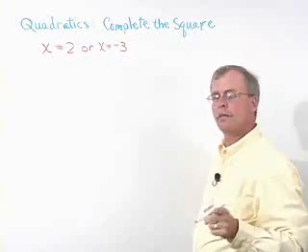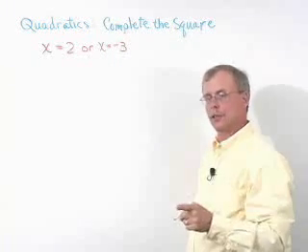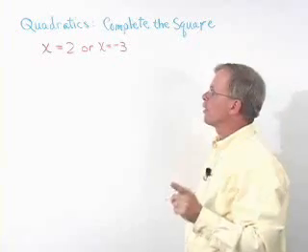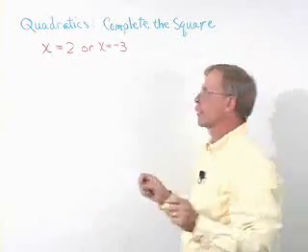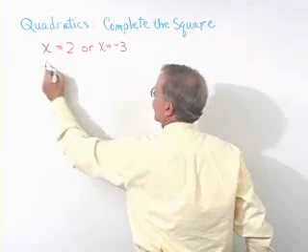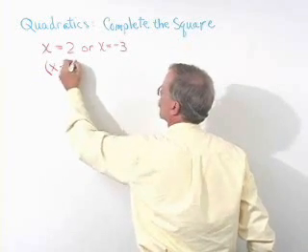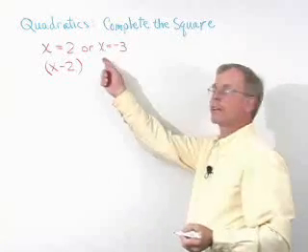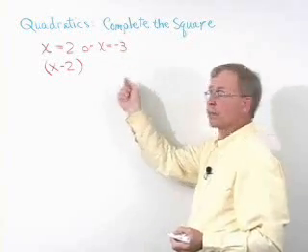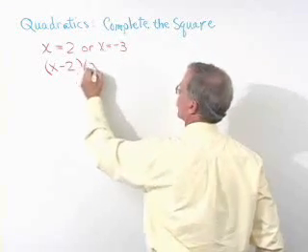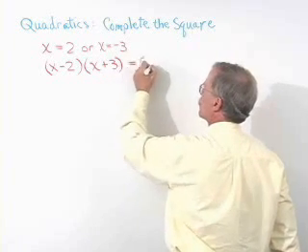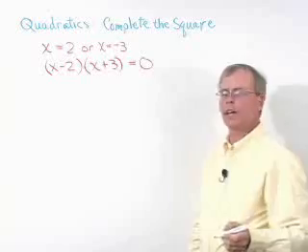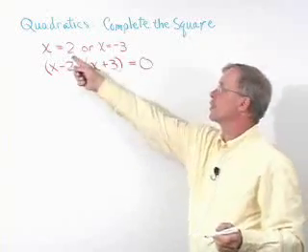Now, where do these come from? They come from factors. So if x equals 2 is my solution, what was the factor that gave it to me? X minus 2. And if x equals -3, what was the factor that gave that to me? X plus 3.